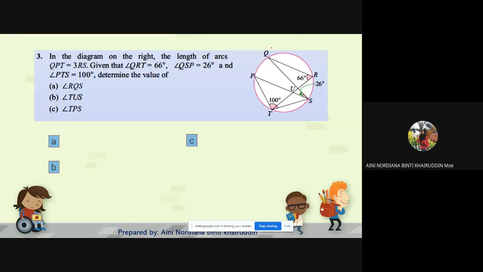Next, question number 3. In the diagram on the right, the length of arc QPT is equal to 3RS. So QPT, this arc, is 3 times this arc RS. Given that QRT is 66, QSP 26, and PTS is 100. Determine the value of RQS. RQS, so this angle.